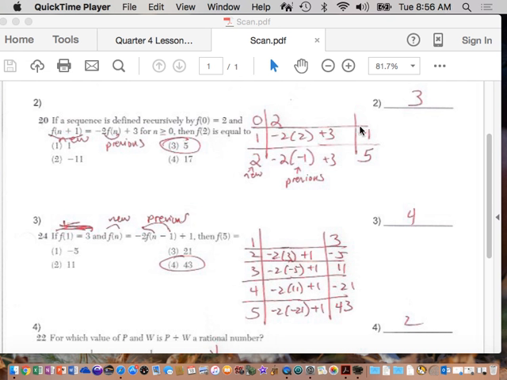So I have to look at the previous term's value, which in this case is negative 1. So negative 2 times negative 1 is 2, plus 3 is 5. So the correct answer is choice 3.